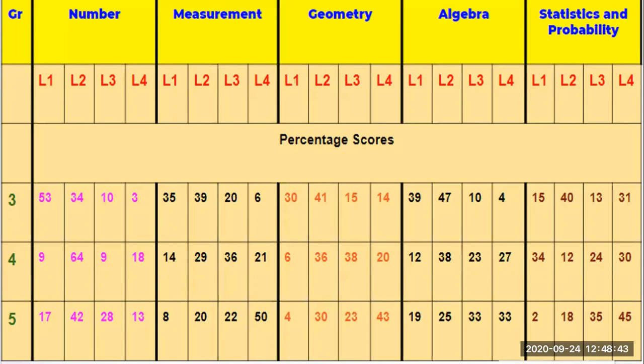Look at grade 3: 53% of the responses at level 1 and 34% of the responses at level 2. Look at grade 5. The same thing under number: there are really critical gaps in the level of students' understanding as it relates to this strand in all 3 grades. What else did we find out?